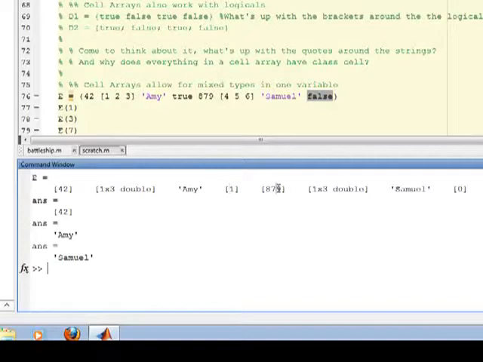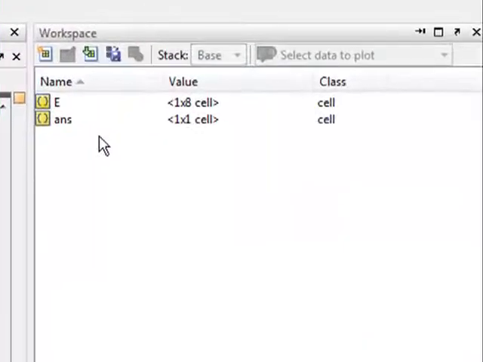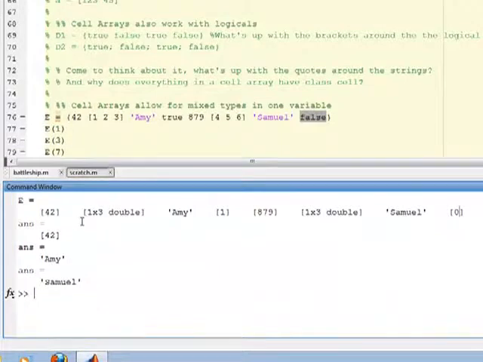The 879 is a number inside the cell. 1x3 double is a vector inside that cell. This in quotes, Samuel in quotes, is a string inside that cell. And then the 0 here is a logical inside that cell. And if you go up here and you look at E, it is a 1x8 cell array of cells. And so that's 8 Ziploc bags. We're getting a little look in to see what's inside, but those are all cells.